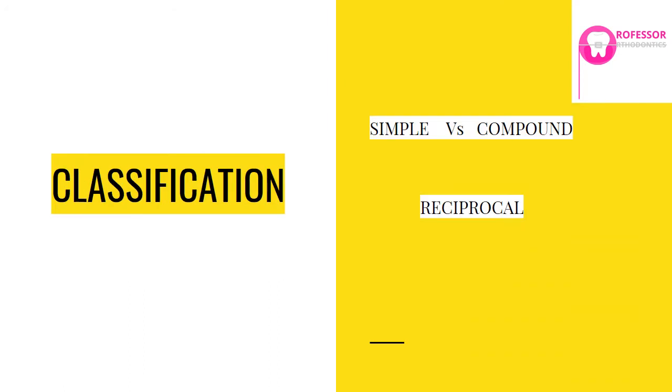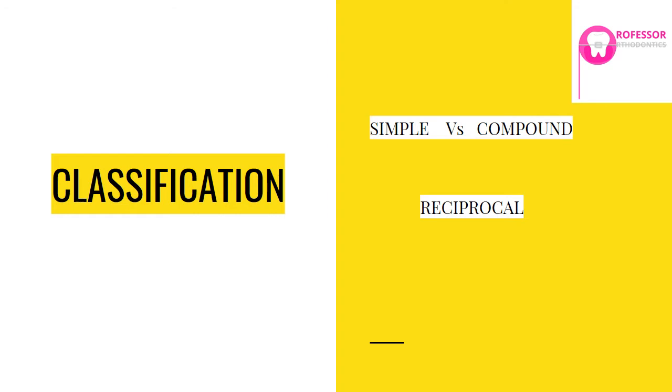Now let's classify anchorage. We can classify anchorage in different ways. Moyers has given the classification of simple anchorage, stationary anchorage, and reciprocal anchorage. Simple anchorage means resistance to tipping tooth movement. Stationary anchorage means resistance to bodily tooth movement of the anchorage unit, and reciprocal anchorage simply means resistance of one unit against another. Basically, one unit is pitted against another unit.